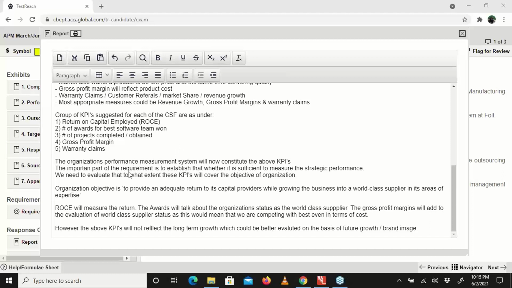You see, what are you trying to establish? Keep the capital providers satisfied. Are the capital providers going to be satisfied with your gearing? No, they want return. They want return.